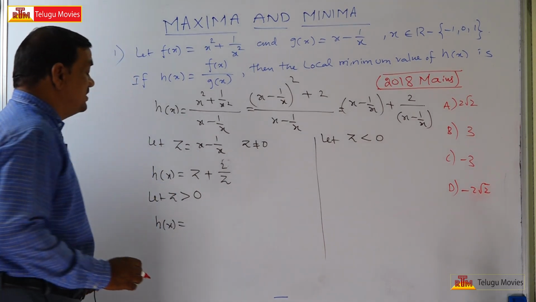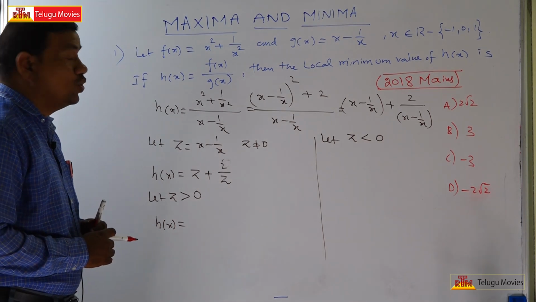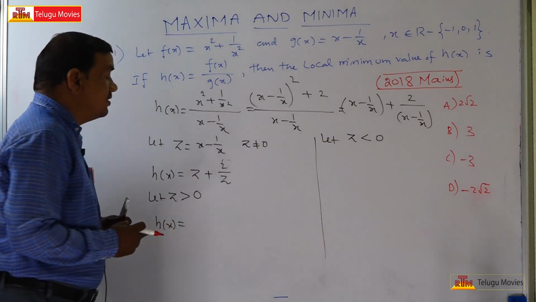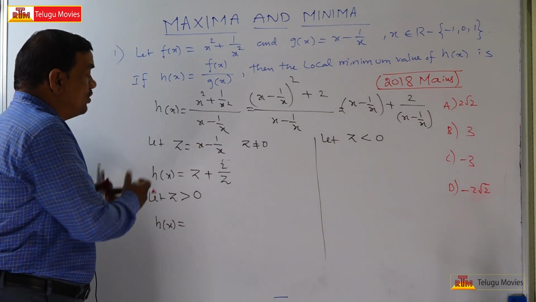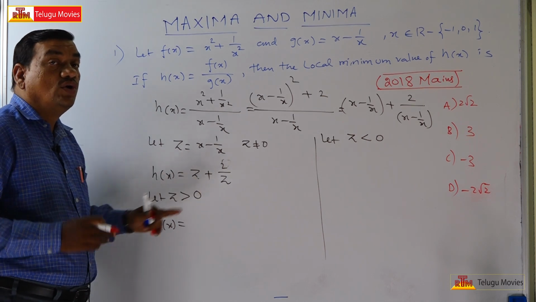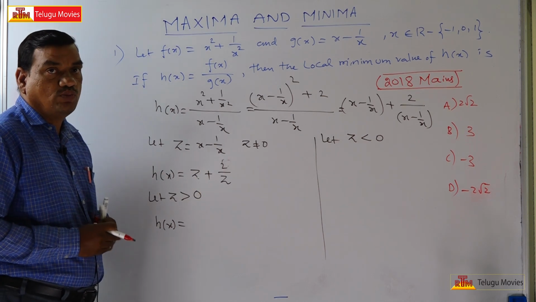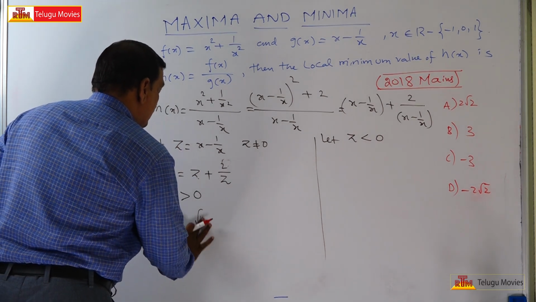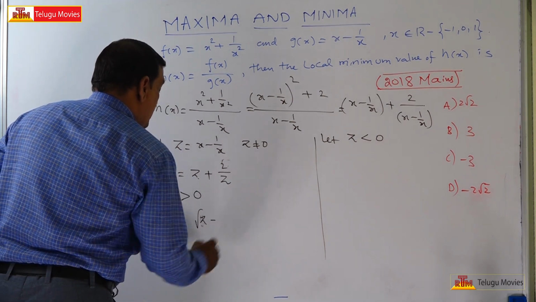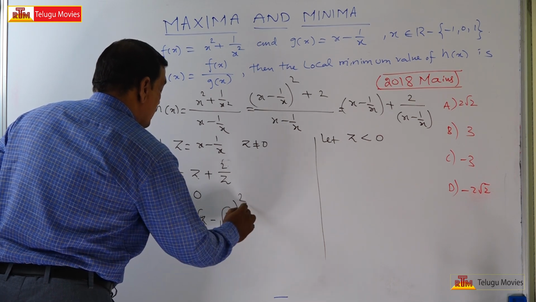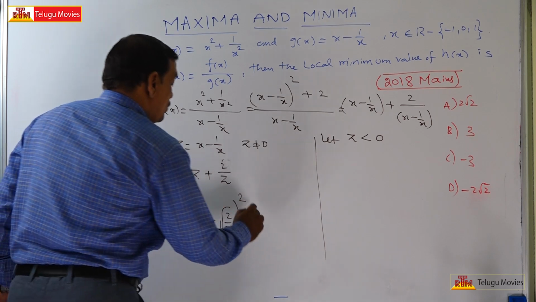This z plus 2 by z, you can find out its derivative. Without derivative also you can do this problem. Let us see here. You can write it as root z minus root of 2 by z, whole square, plus 2 root 2.